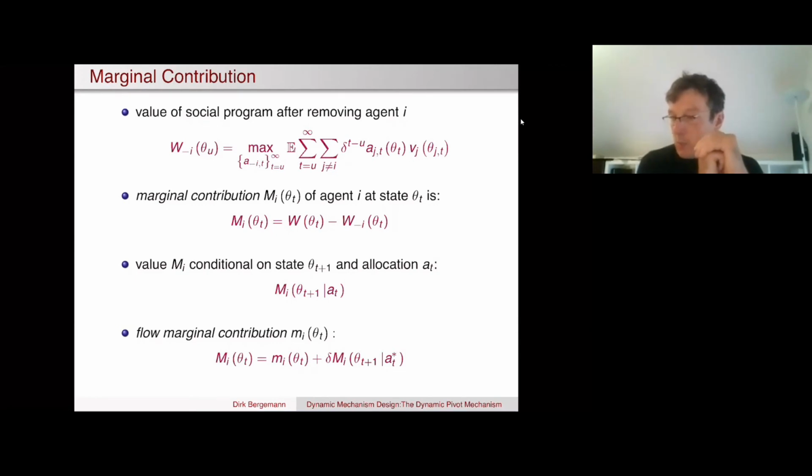And we're going to say that small m_i is simply the term that arises when we think about the marginal contribution recursively. That is, if today we're going to choose the efficient allocation, that is denoted by a_t star, and then continue assigning agent I in the future his marginal contribution, everything that is not captured by this future continuation contribution has to be his flow marginal contribution. So it's in some sense the current residual that agent I should get.